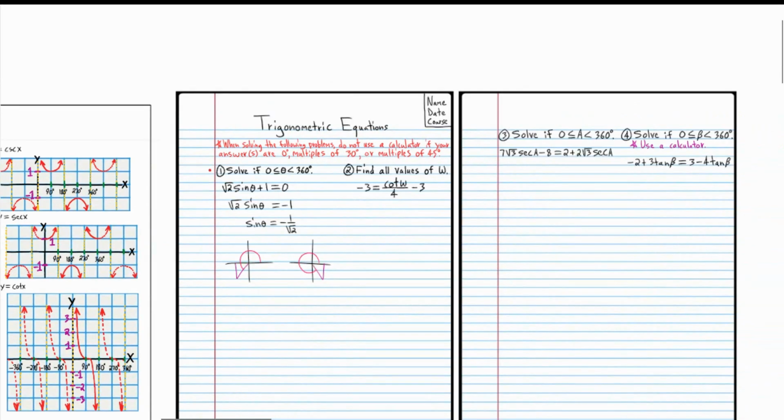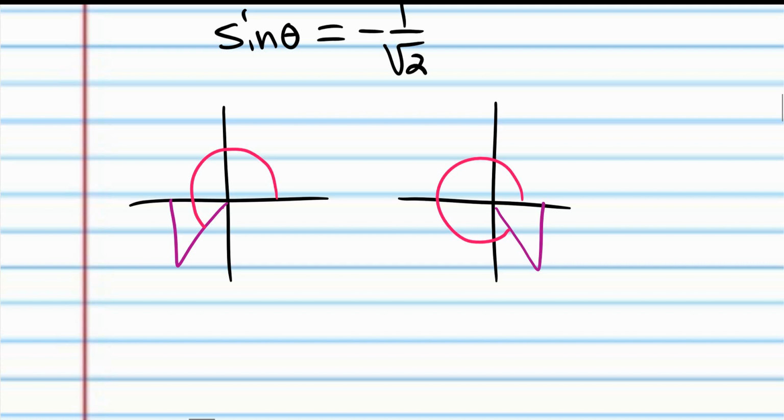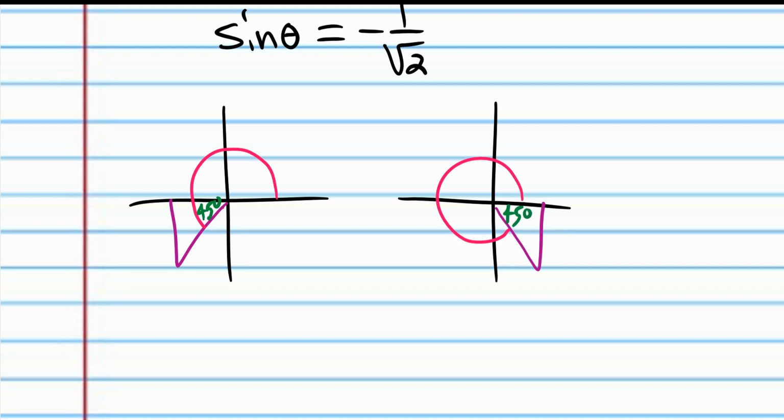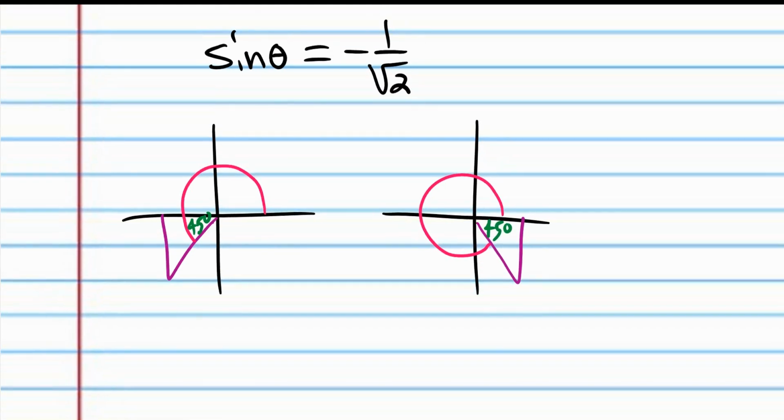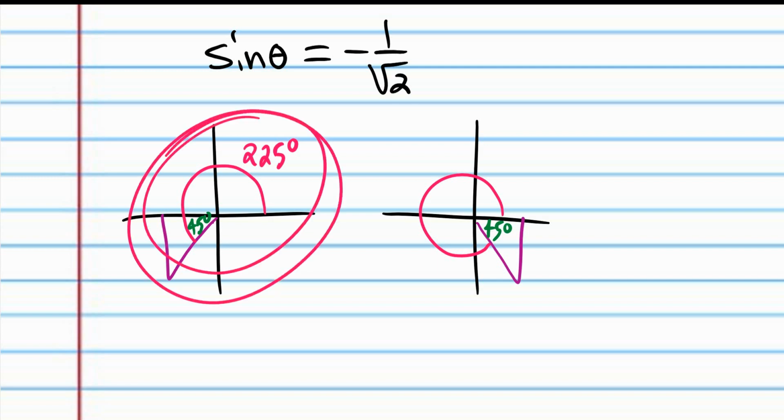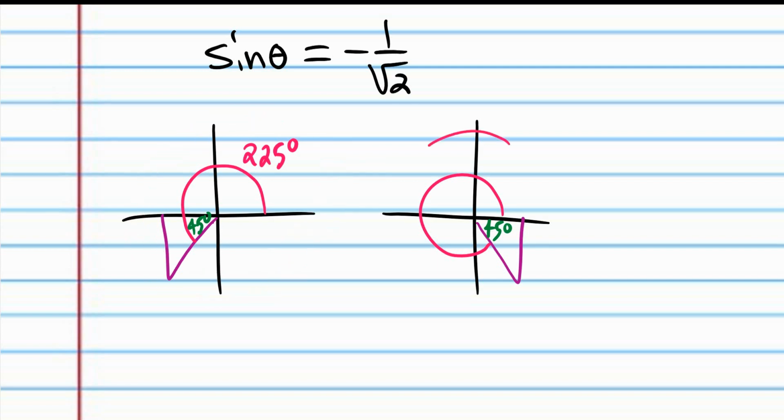Now again, because this is a 45, 45, 90 triangle, we know that the reference angle is 45. So it's kind of hard to fit in there, but I'm going to draw a green 45-degree angle. And just using basic mathematics, we know that the 2 angles we're looking for are 225. You add 180 and 45 to get 225, and over here you subtract 45 from 360 and you get 315.